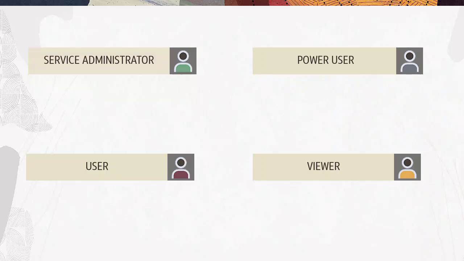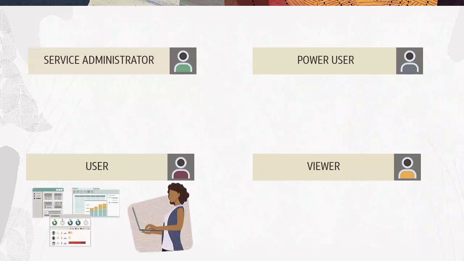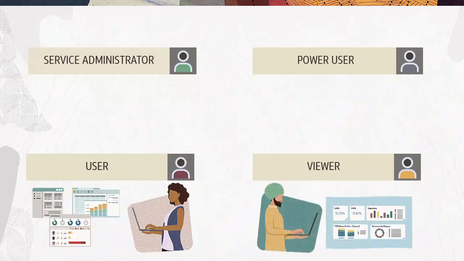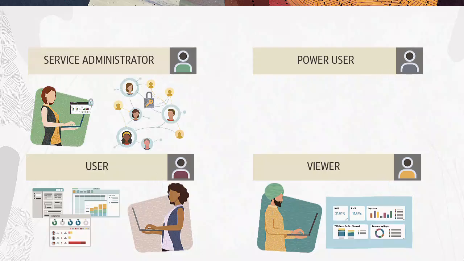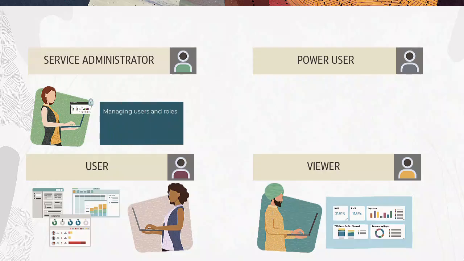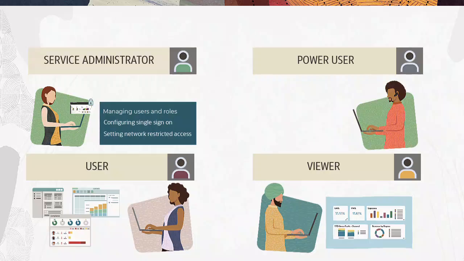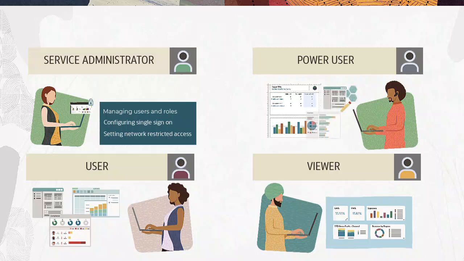Predefined functional roles link users and groups to the business activities they are permitted to perform within an environment and the data that they can access. Users and groups must be assigned to predefined roles that grant them access to business functions and associated data. For example, service administrators perform administrative and functional activities such as managing users and their roles, configuring single sign-on, and setting up network-restricted access, while power users can view and interact with data, as well as create and maintain forms, ad hoc grids, and reports.